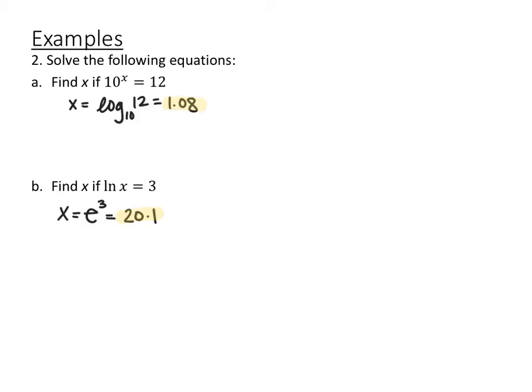So for the first one, I need to solve for the exponent, so I want to get it out of exponential form, and I switched it into log form. So base stays the same, base 10, input and output switch, x equals log base 10 of 12, and then I just plugged in log 12 in my calculator and got 1.08. For the next one, I want to get the x out of the logarithm, so I'm going to switch forms into exponential. So base stays the same, natural log is log base e, and then input and output switch. So this says x is equal to e cubed. I plugged that in my calculator and got 20.1.